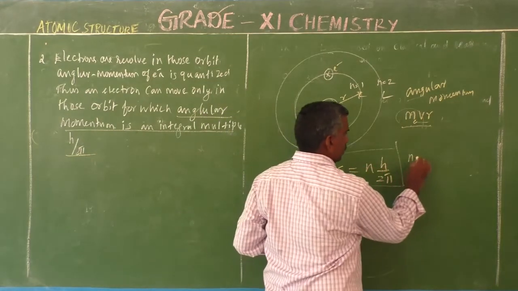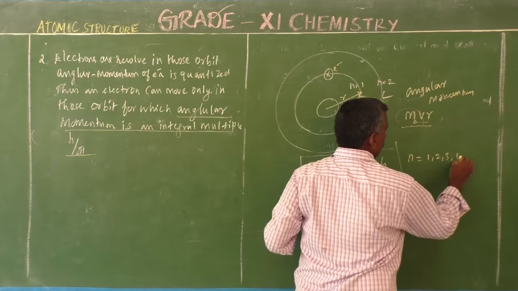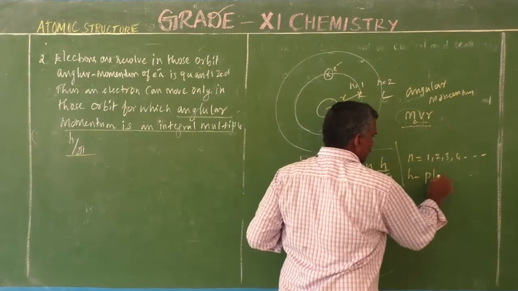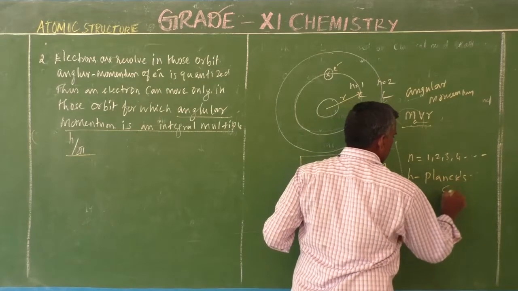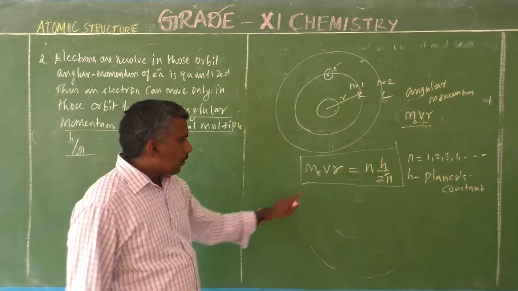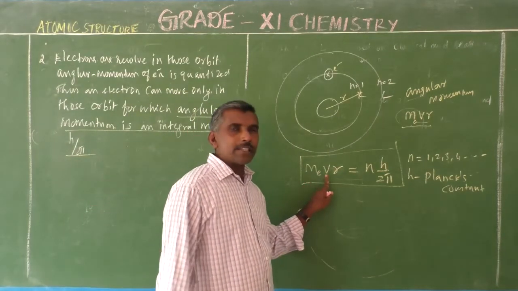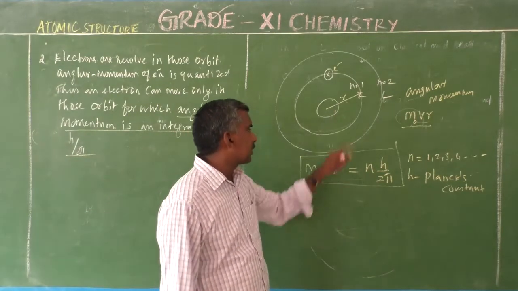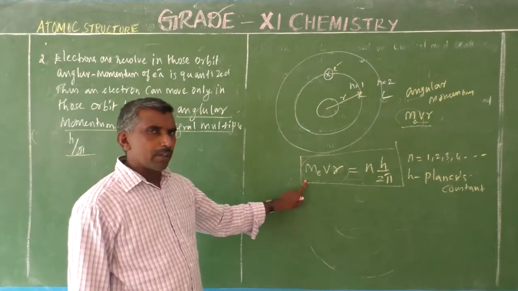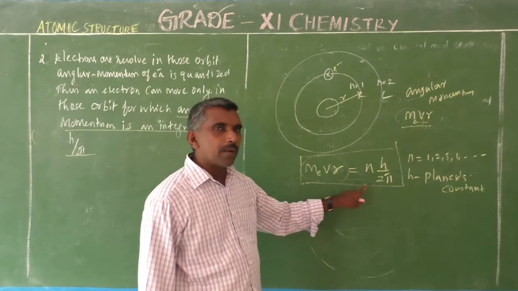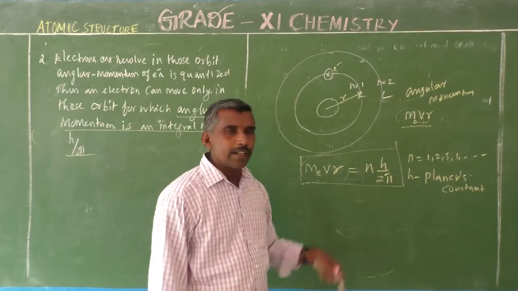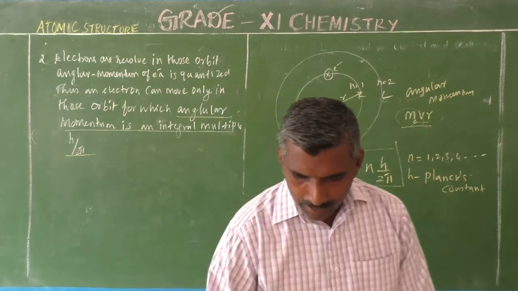Here the number n is equal to 1, 2, 3, 4 and so on. Here h is the Planck constant. So the angular momentum of the electron, mass m, velocity v, radius r, is equal to n h by 2 pi, where h is the Planck constant and n is a whole number. Okay, this is the second postulate.